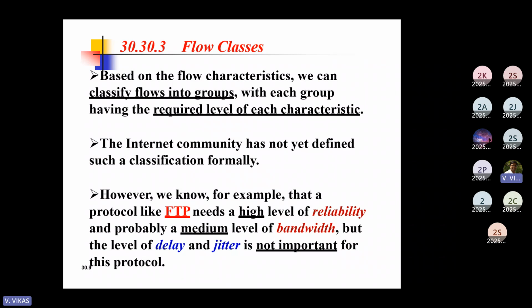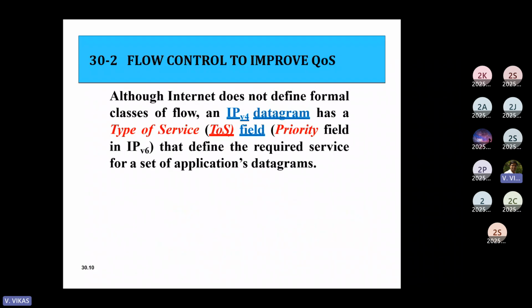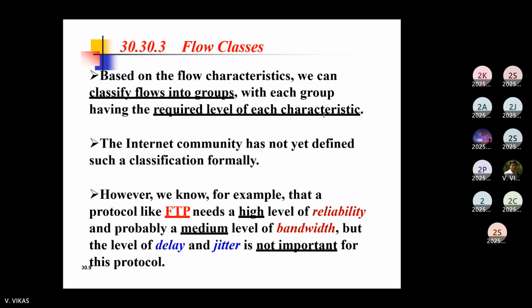Then we have flow classes. So what are these flow classes? We have seen CBR, VBR, all those things, right? So the same thing we are talking about here: CBR, constant bit rate, then variable bit rate non-real time, and variable bit rate real time. Constant bit rate we have already seen.